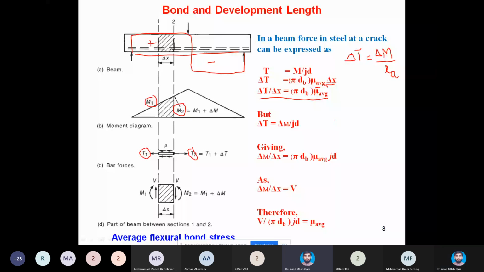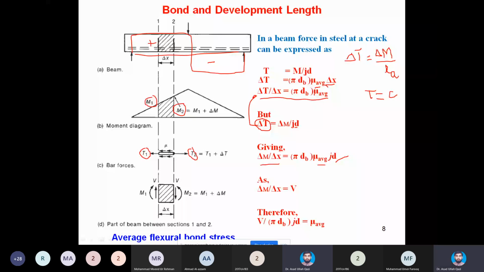We also know that delta T is equal to delta M over jd. This we derived from the simple equation that T equals C from force equilibrium, and from sigma M we have M equal to T times jd. So this delta T I can put here, which gives me delta M over jd. This jd I brought as numerator on the right hand side. So putting this in the above equation gives me delta M over delta x is equal to pi db times mu average times lever arm.